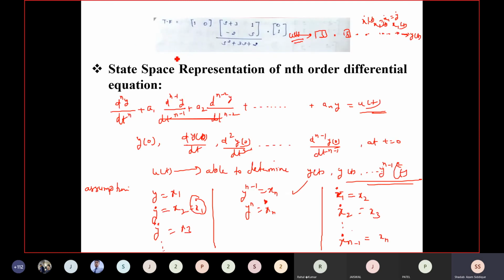So now xn dot is nothing but minus a1 xn, minus a2 xn minus 1, minus a3 xn minus 2, and so on, minus an x1, plus u. I'll write it in increasing order. Let me check: a1 with yn minus 1 is xn. Okay, it is correct.